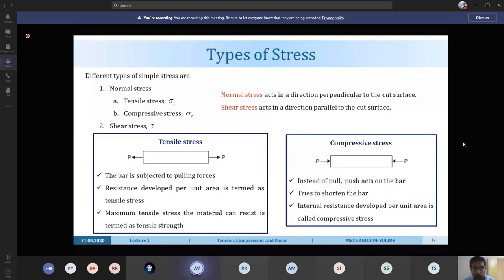Okay, so we have done with normal stress. Normal stress are two types: the tensile stress and compressive stress, where the normal stress force is acting perpendicular to the cut surface. So we have the section like this, and in that section, the external force is acting perpendicular to the surface.